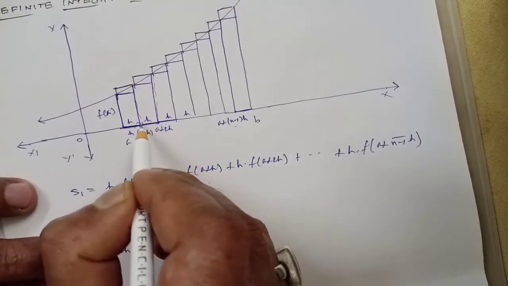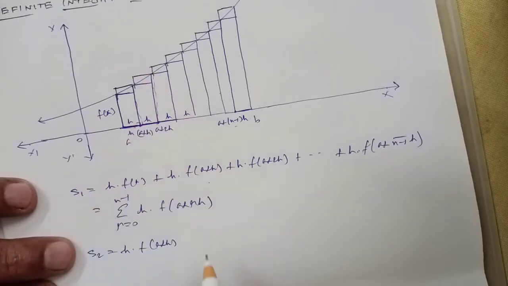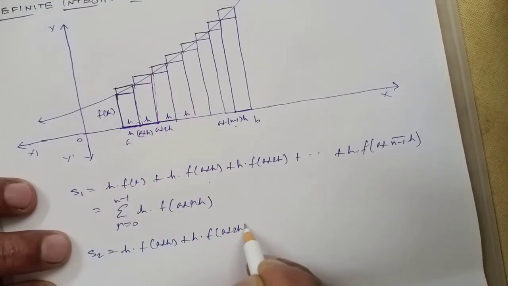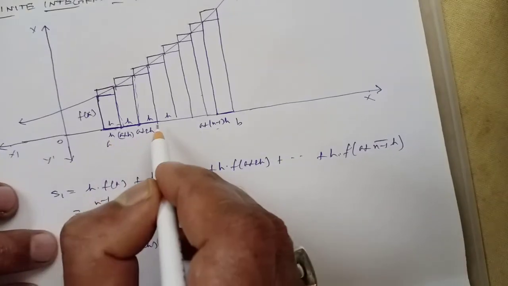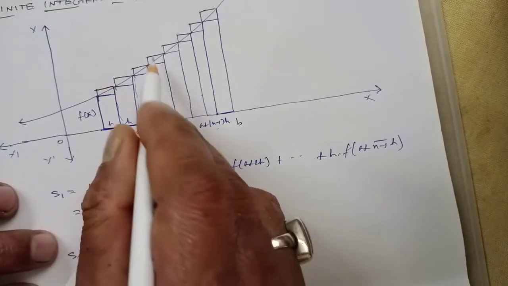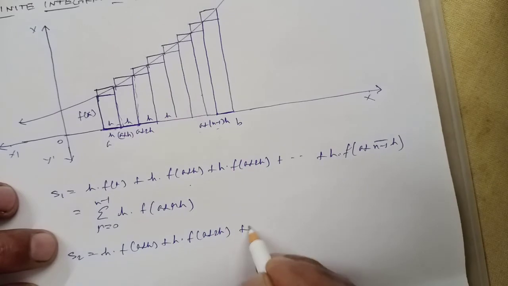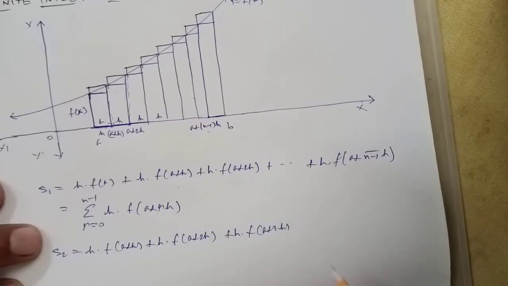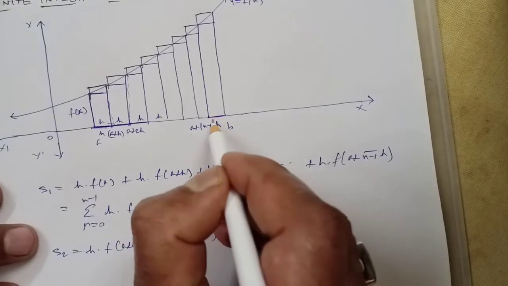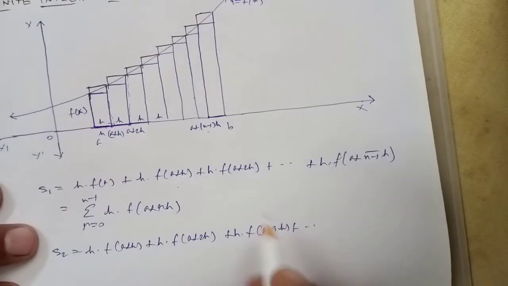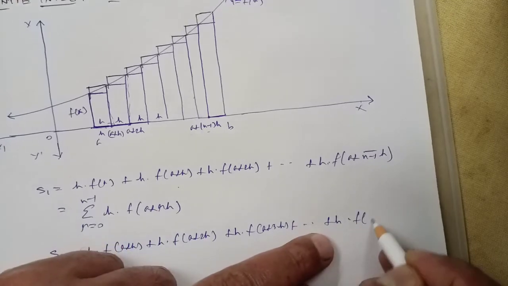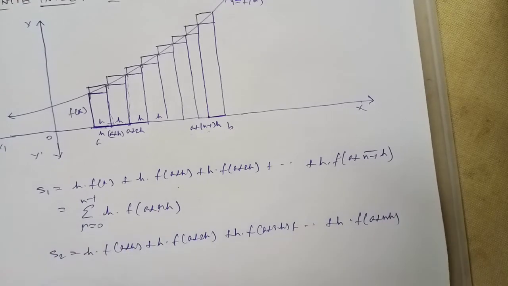For the second rectangle, this is h, but this is f(a plus 2h). So h into f(a plus 2h). For the third rectangle, this is h and this is f(a plus 3h). So h into f(a plus 3h). Proceeding in this way, for the last rectangle, this is h and this is f(a plus nh). h into f(a plus nh).